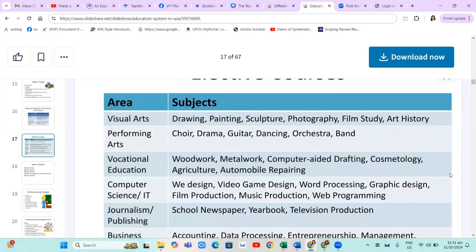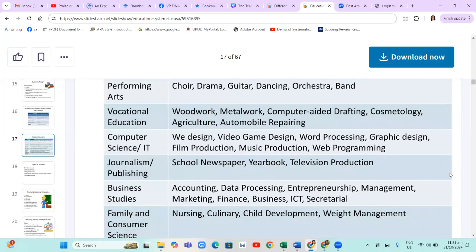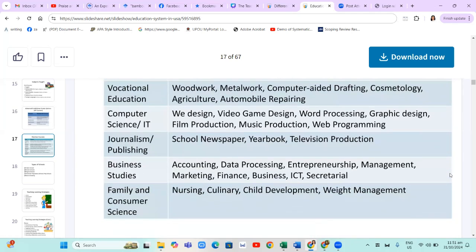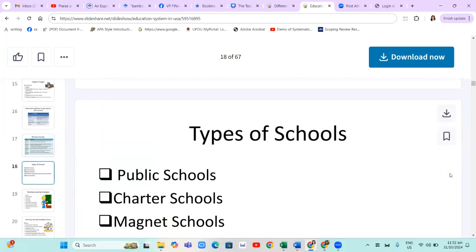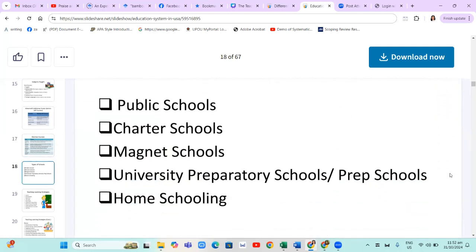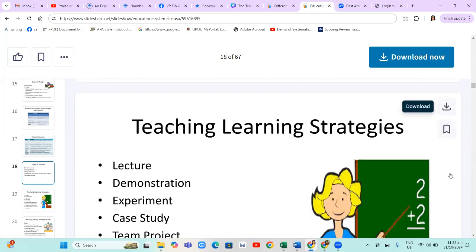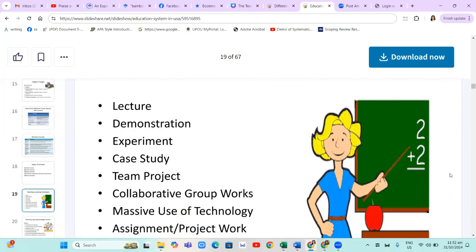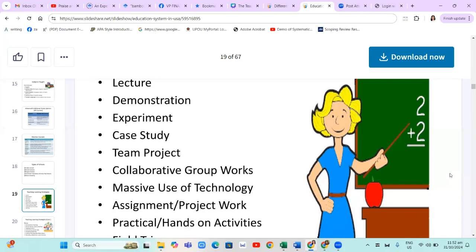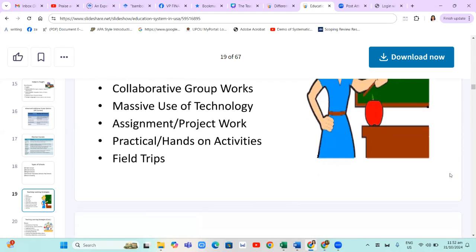They have lots of elective courses such as visual arts, performing arts, vocational education, computer science or IT, journalism, publishing, business studies, family and consumer science. So these are the types of schools: public schools, charter schools, magnet schools, university preparatory schools or prep schools, and homeschooling. Teaching and learning strategies include lecture, demonstration, experiment, case study, team project, collaborative group work, massive use of technology, assignment, project work, practical hands-on activities, and field trips.